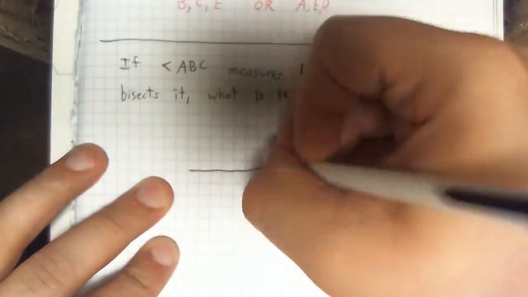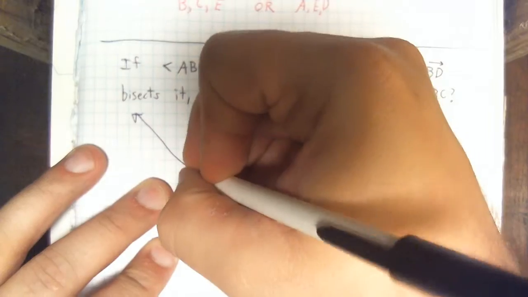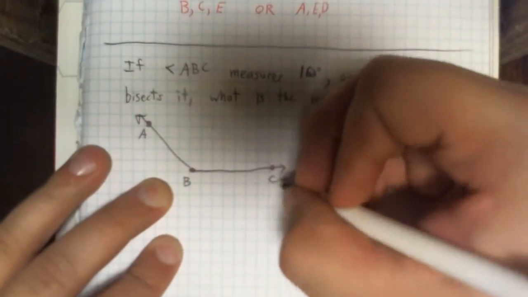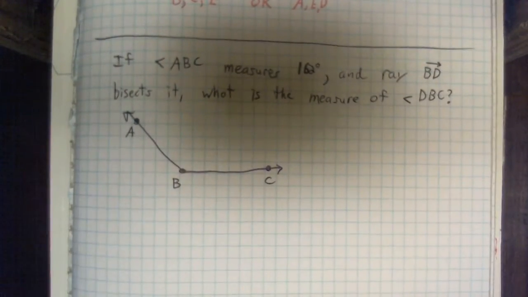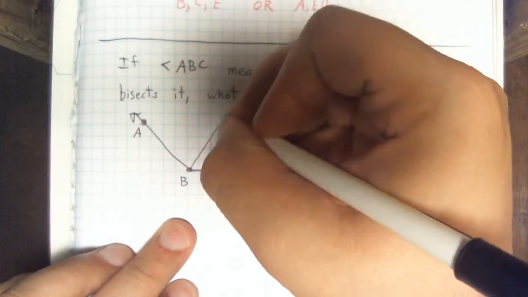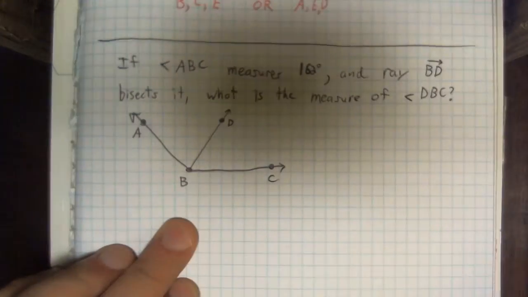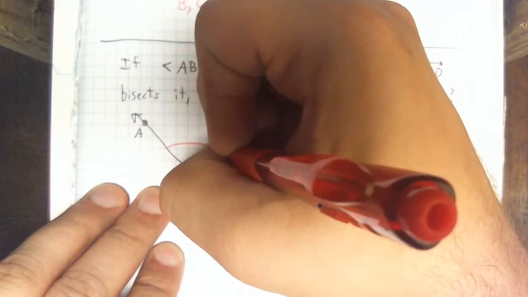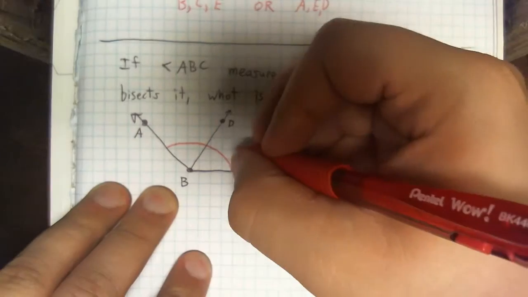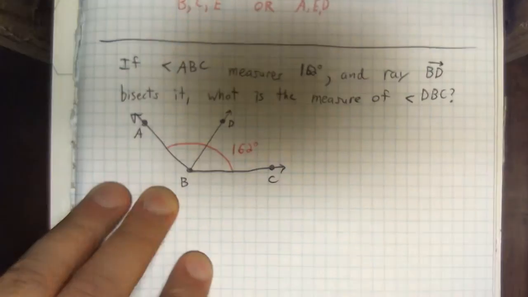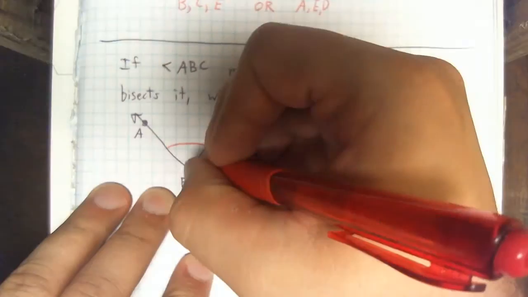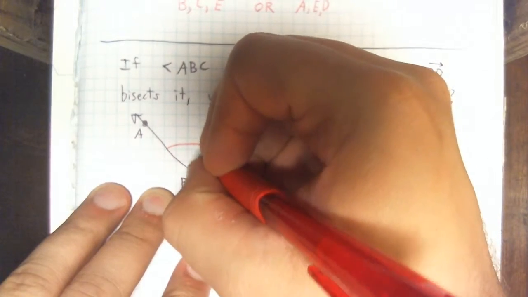Here's my angle. Okay, I know it's more than 90 degrees, so I'm going to make it obtuse. Here's point A, point B, and point C. It tells me that I have ray BD, and it's bisecting it. So bisecting means cuts into 2 equal pieces. So if this whole angle was 162 degrees, they want to know the measure of DBC. DBC, which is this angle right here.